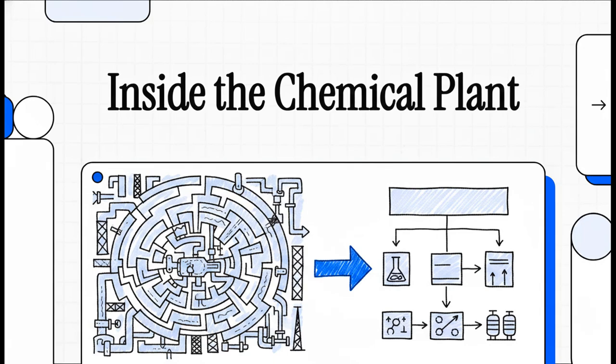Welcome to this explainer. When you look at an industrial chemical facility from the outside, it can absolutely seem like this chaotic, intimidating maze of steel and steam. But today, we're going to demystify all of that overwhelming complexity. We're going to break that giant maze down into a highly organized, easily understandable, step-by-step flow.